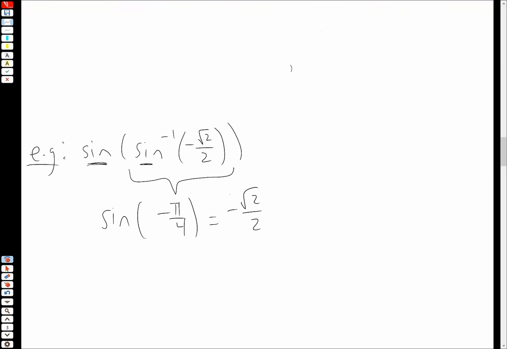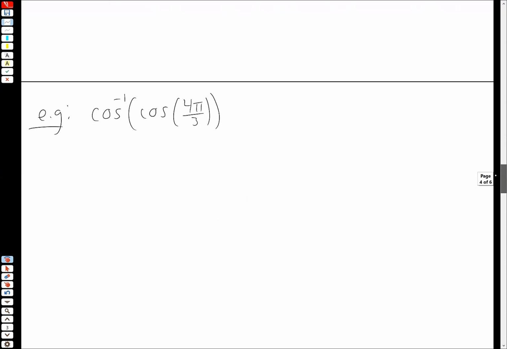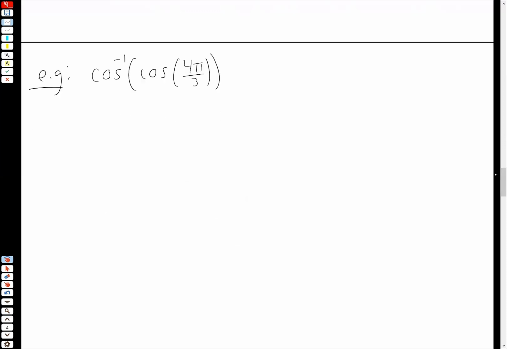So notice in this case, we did get minus square root 2 over 2, so these functions did cancel out. We can cancel them out in this case. But that's not always going to be the case. Let's look at this example: cosine inverse of cosine of 4 pi over 3. Again, we're going to start with the inside. What's cosine of 4 pi over 3?